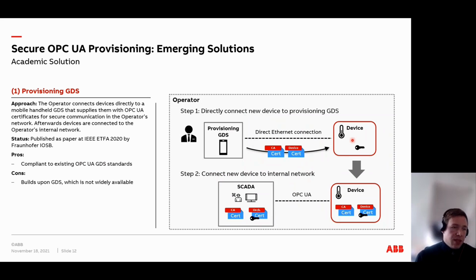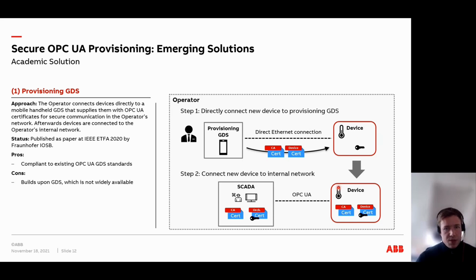And the GDS then uses the previously described trust on first use approach to establish an initial connection, and uses this connection to transfer OPC UA certificates to the device. As described, TOFU is not very secure, but as the provisioning GDS is directly connected to the device, an adversary cannot just sit on the wire and perform man-in-the-middle attacks. So the security here comes from the proximity between GDS and device and the direct connection between them.